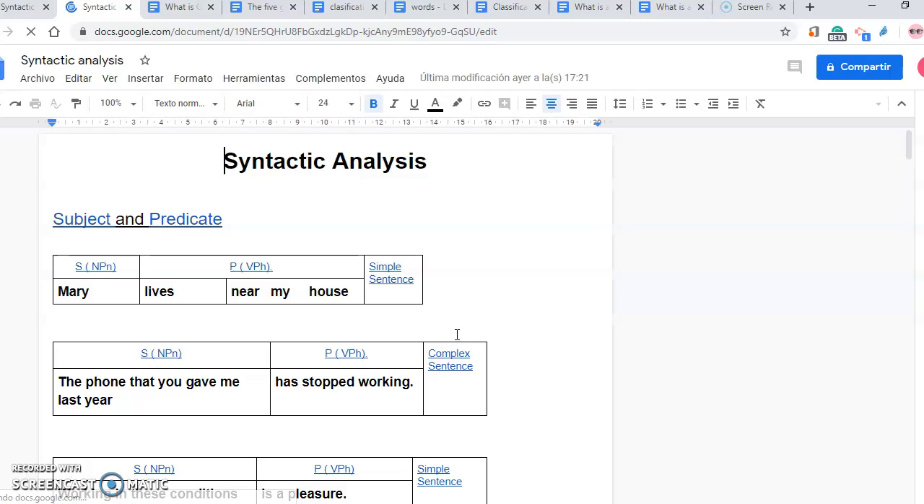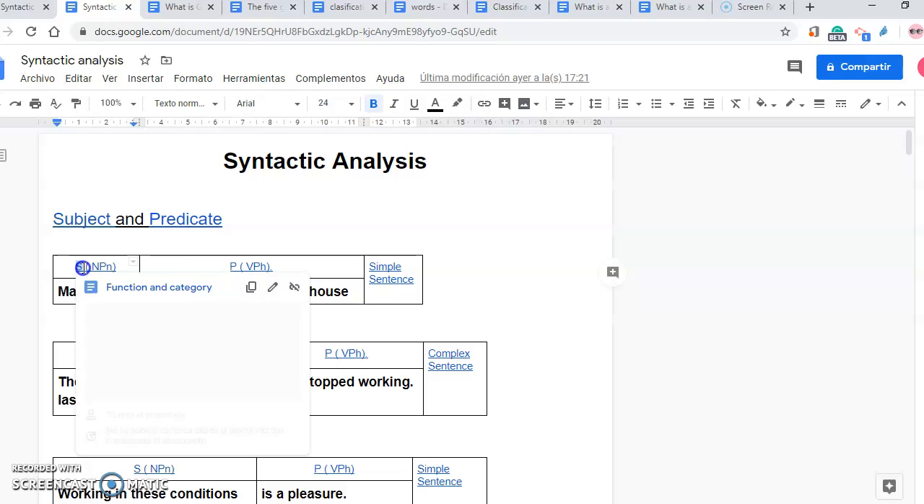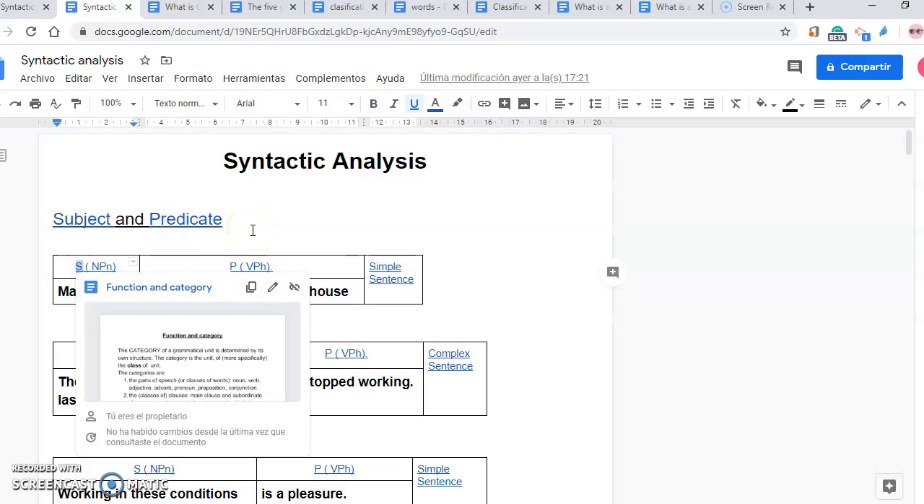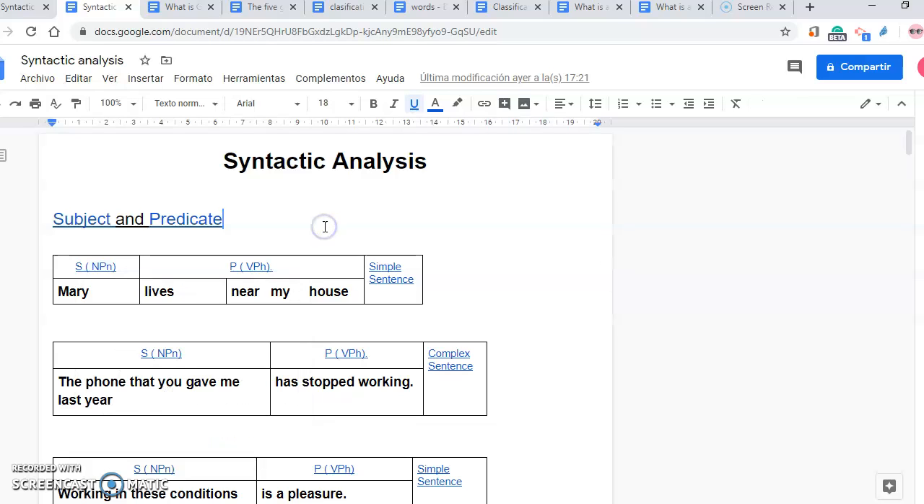So when we are going to analyze sentences, what we are going to show in the sentence analysis is the role that a unit has, that is to say the function, and the category that the unit has, that is to say the morphological structure. So we are going to focus on syntax and morphology. So the first thing I want us to see is the classification of sentences.